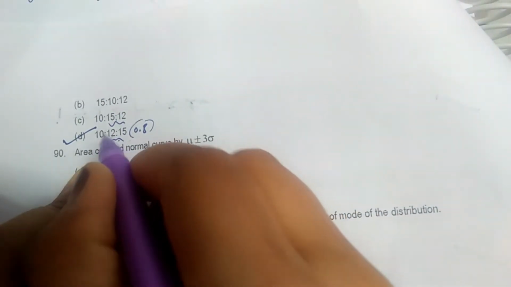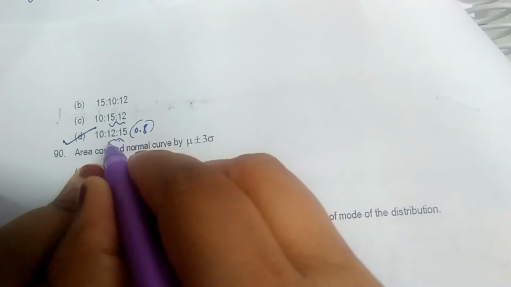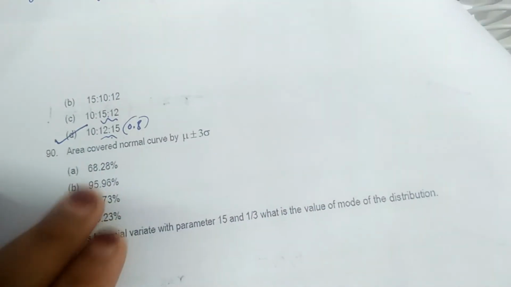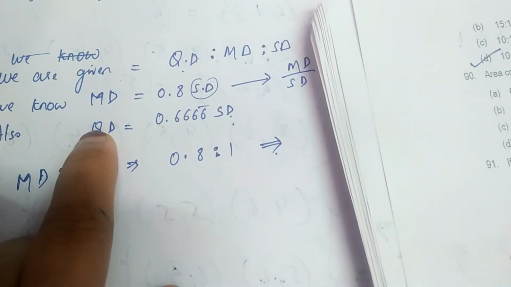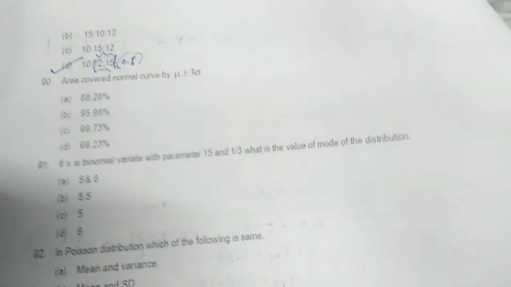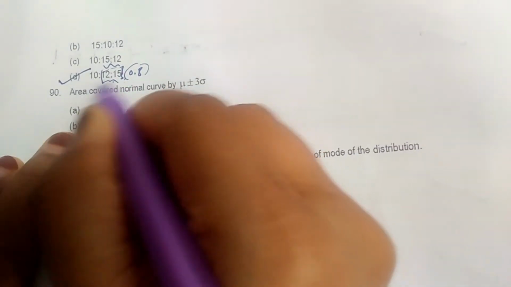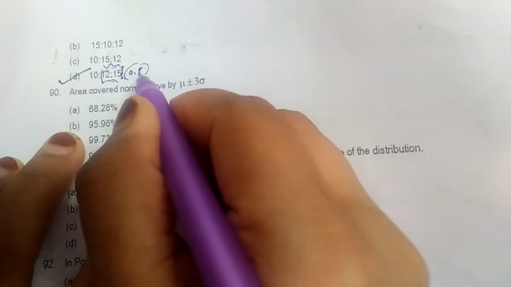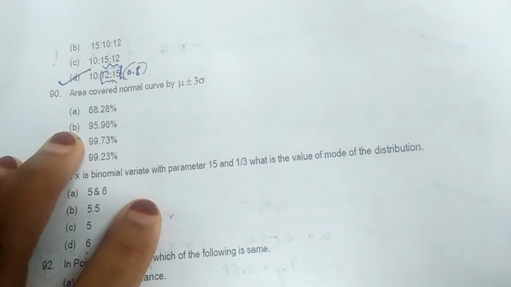Now let's check one more thing, 10 divided by 12. If we are checking 10 divided by 12, the answer, basically the quartile deviation, is 0.666. Here, not even a single ratio is matching except for the 12:5 ratio, which is actually considered for the normal distribution. So we will be considering our answer as D.